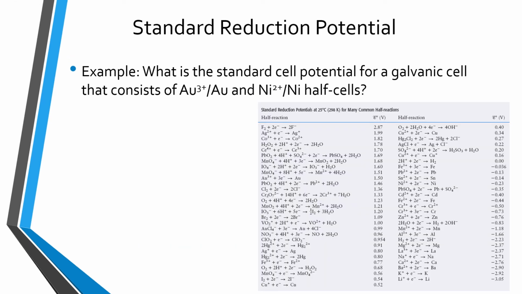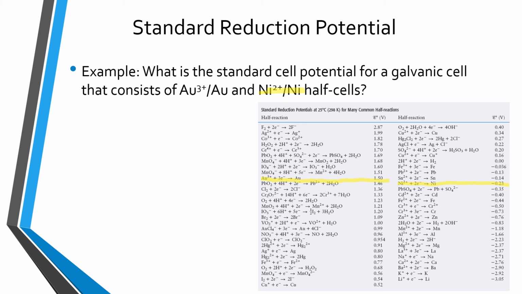Okay, so let's look at an example. What's the standard cell potential for a galvanic cell that consists of gold 3+ to gold and nickel 2+ to nickel? So what I'm going to do is I'm going to find both of their reduction reactions. Here's gold and nickel 2+. Sometimes you have to be careful because some metals have multiple reductions, like maybe going from 2+ to 0, maybe going from 3+ to 0.